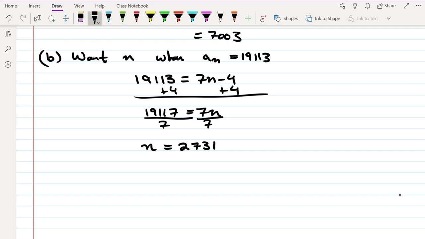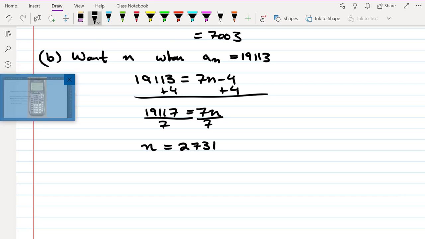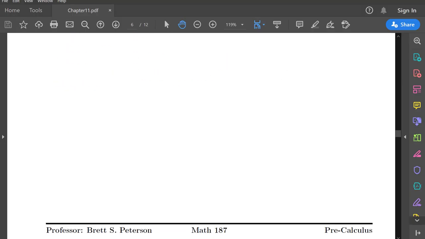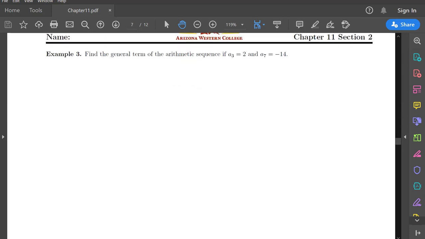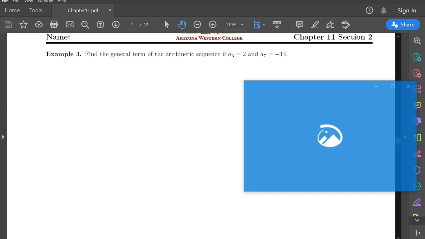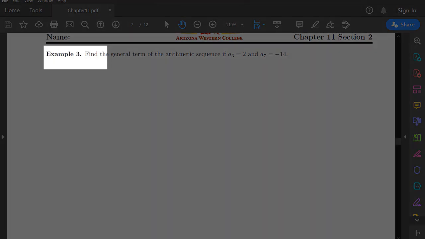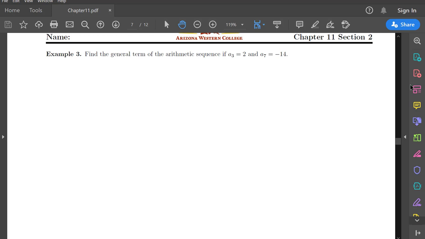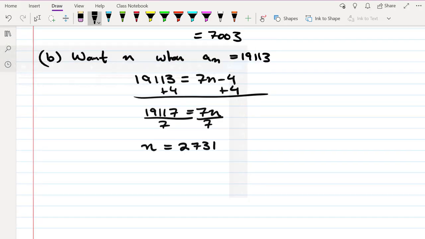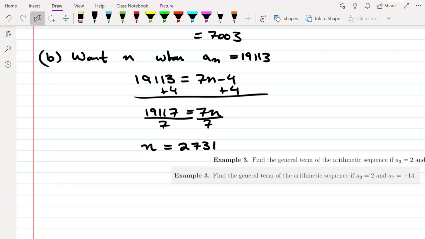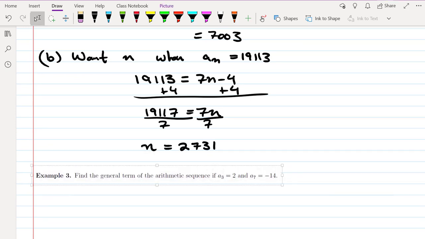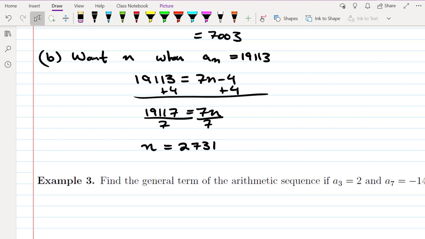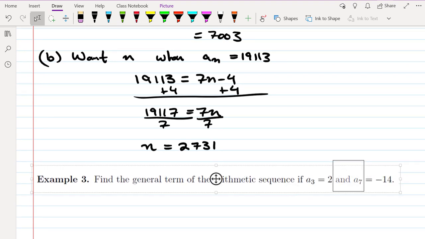All right, let's take a look at our next example. So example 3 says, find the general term of the arithmetic sequence if a sub 3 equals 2 and a sub 7 equals negative 14. So how is this different from the examples we've been doing before?